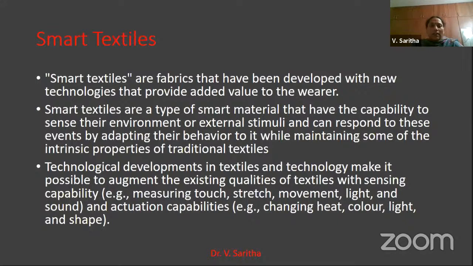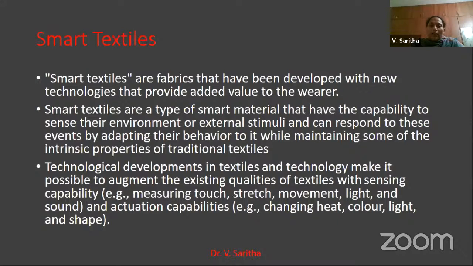So smart textiles are a type of smart material that have the capability to sense their environment or external stimuli and can respond to these events by adapting their behavior to it while maintaining some of the intrinsic properties of traditional textiles. Normally when you talk about smart textiles, I told you that we are going to incorporate smartness in the textile itself. Obviously, some circuits, electronic material, steel or something like that, we have to incorporate into the textiles.